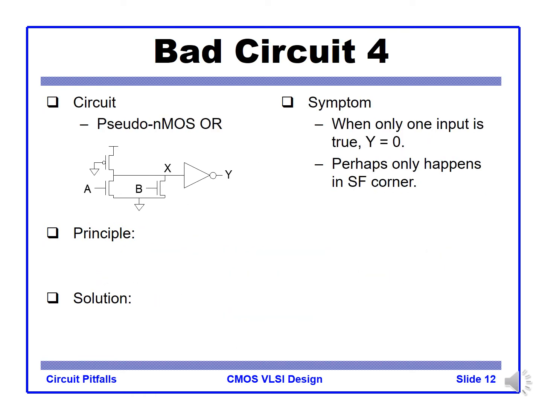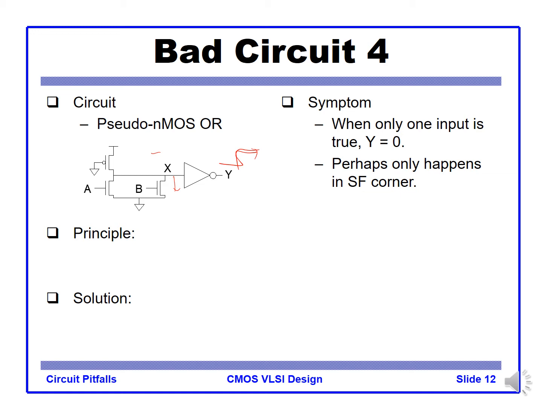Another example is pseudo NMOS OR. Typically, when only one of those inputs is high, then Y must be driven; when one of the X is driven to low, Y goes to high, right? But sometimes, in some corners, it may behave differently.